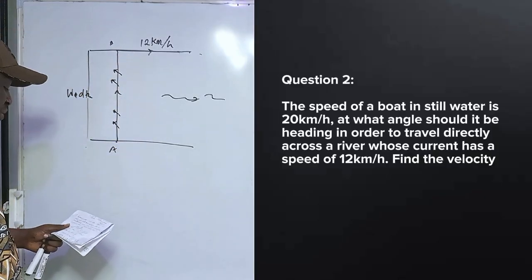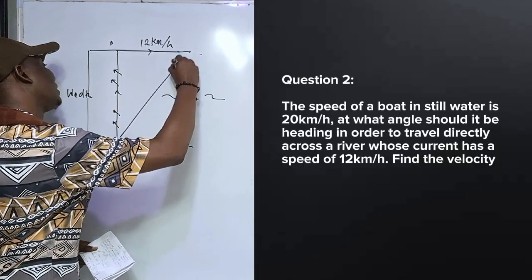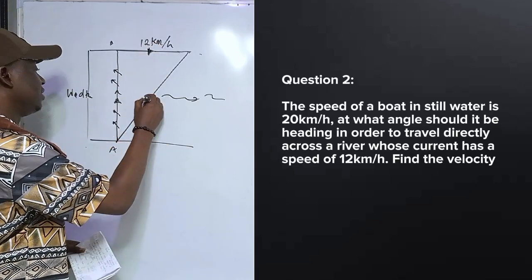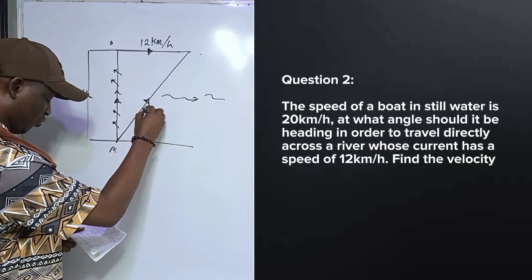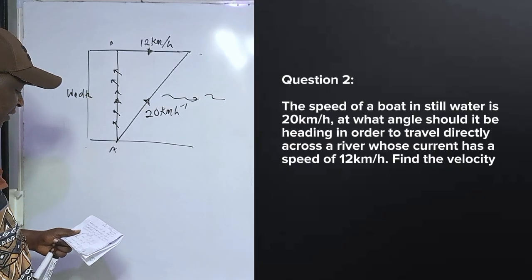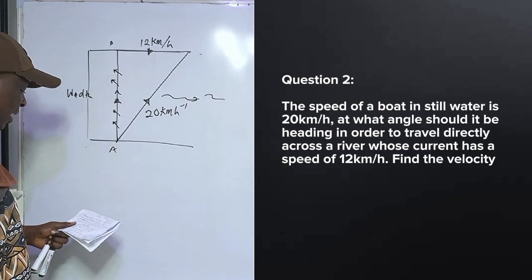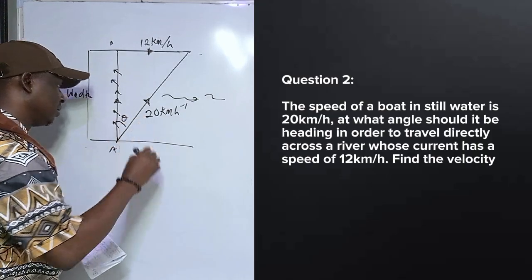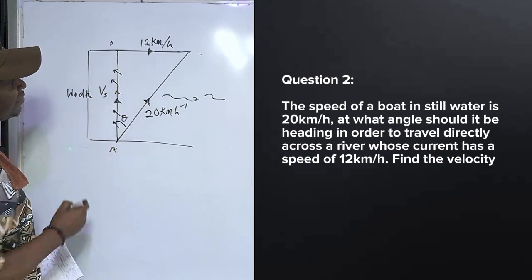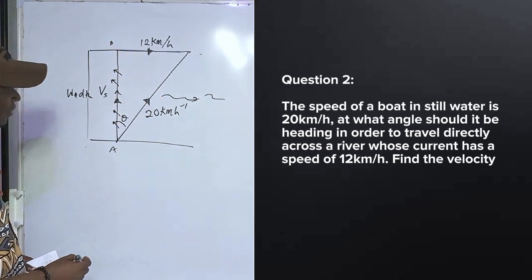So the velocity of the boat, the actual speed of the boat in still water, is this one, going like this. This one is giving us 20 kilometers per hour. We should calculate the velocity with which we cross. What angle should it be heading in order to travel directly across the river? That is this angle they ask us. But we can see the velocity to cross directly, the VS. This is the angle in which it must be headed to move to the opposite bank.